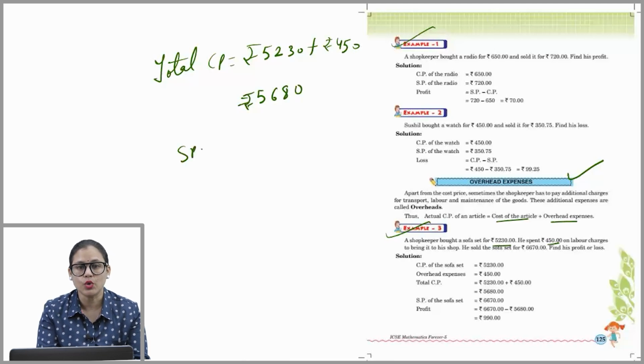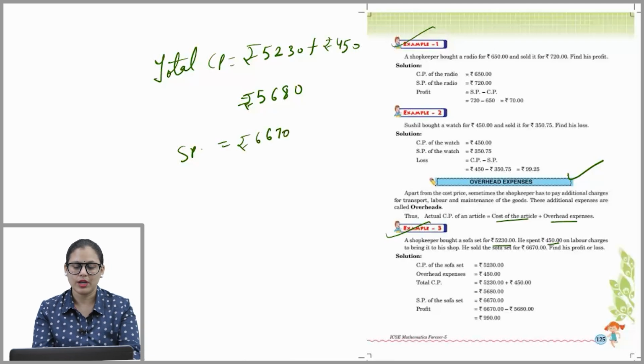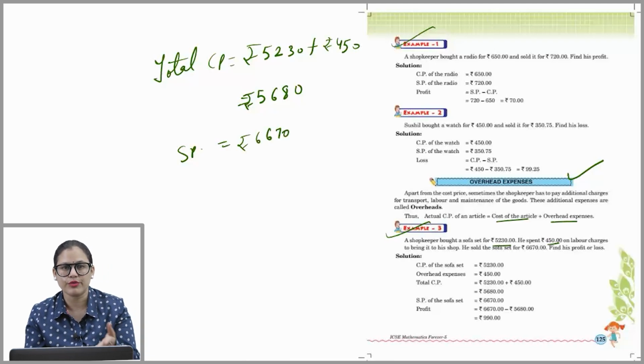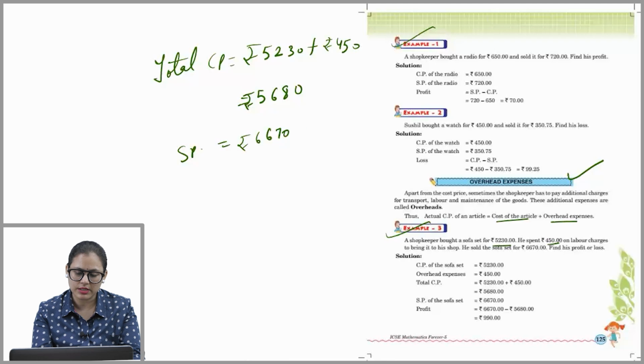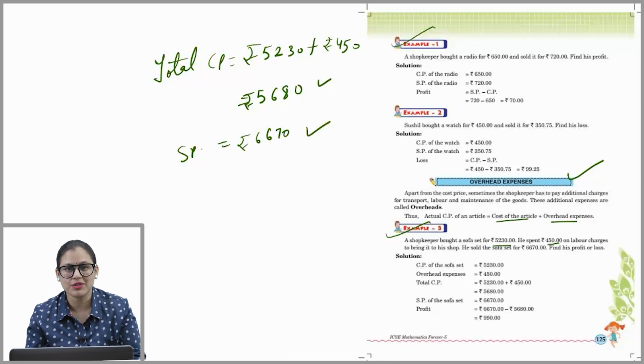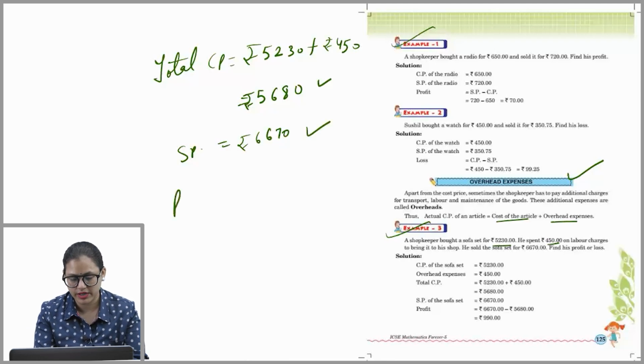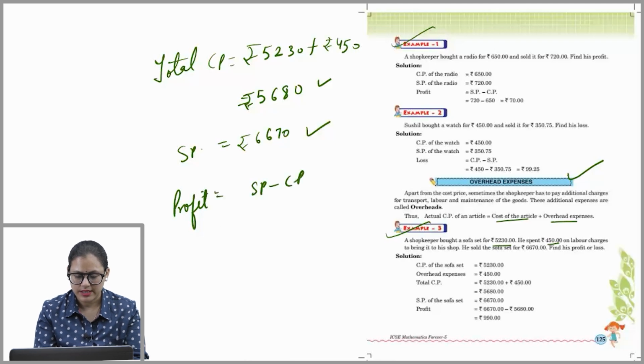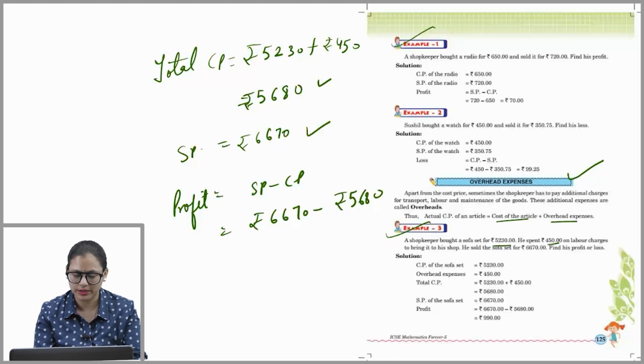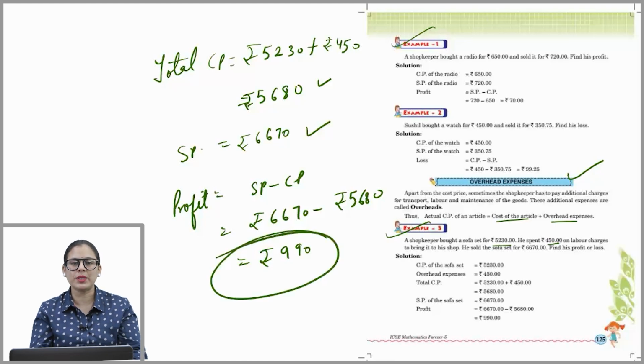SP: he sold at a price of rupees 6,670. So we have to find whether he made a profit or a loss. See, SP is greater than CP, so clearly he made a profit. Now let's find out the profit. Profit is SP minus CP, which is rupees 6,670 minus rupees 5,680. After subtracting, we'll get this answer. It means he made a profit of rupees 990.